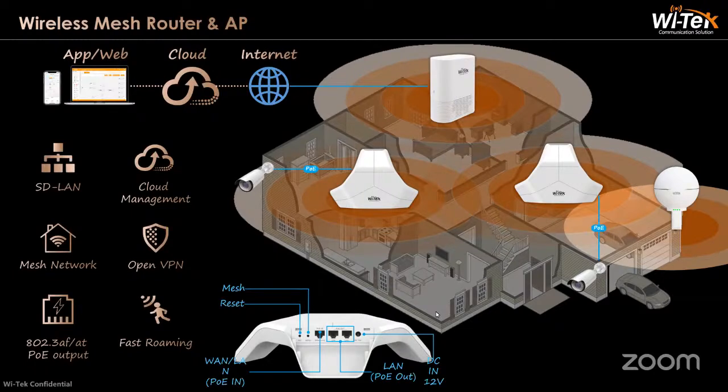The topic will be introducing Wi-Tek, the next generation Wi-Fi coverage. I will introduce it to everyone in three parts. The first part is about the mesh access point. The second part is about the gateway. The last part is about the cloud wireless access point. Okay, let's start.